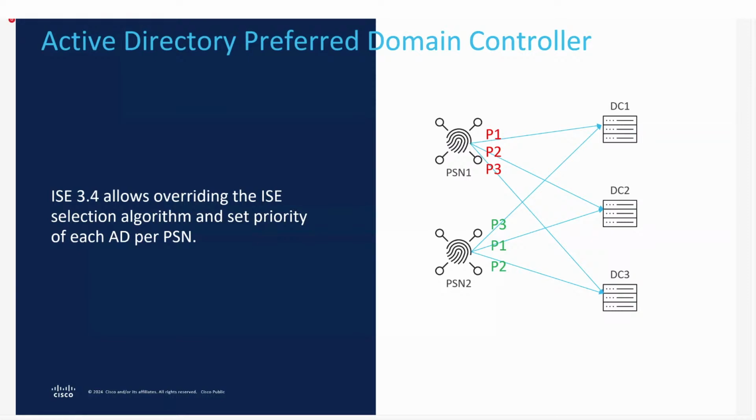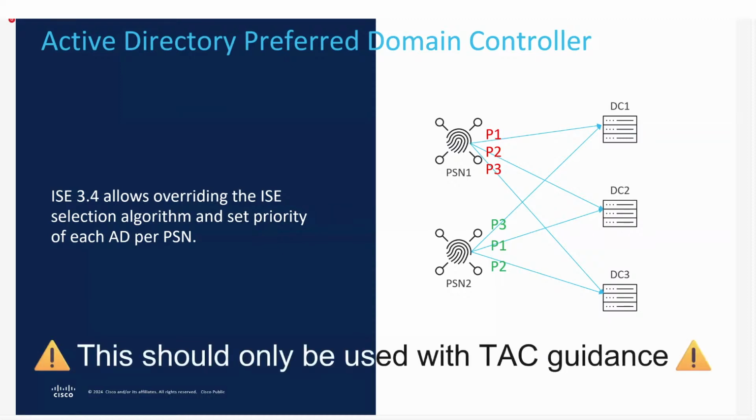Now, this is not something that we're actually going to demo here today because honestly, this should only be used with TAC guidance if you're running into an issue with your authentications and you're having a long timeout for your authentications, or it's just not authenticating for you at all through your Active Directory domain controllers. Then of course, open up a TAC case and TAC will walk you through and they'll work with you to find the best order for your domain controllers to be able to put here. So that's really just to let you know that this option exists.